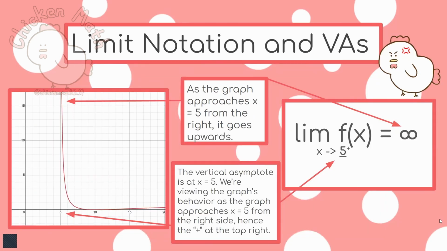The way you would read this is as x approaches 5 from the right, f of x increases without bound. Our vertical asymptote is going to be at x equals 5, so you can see that there's a vertical asymptote right here. Since there's a plus at the top right corner, we're approaching the vertical asymptote from the right side. So here we have the right side, and you can see that as we're going towards the vertical asymptote from the right side, the graph goes upwards, hence the infinity sign right here. So this is just what this translates to on a graph.